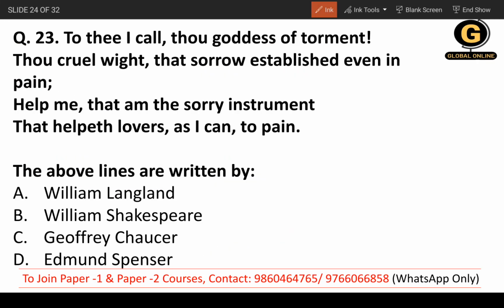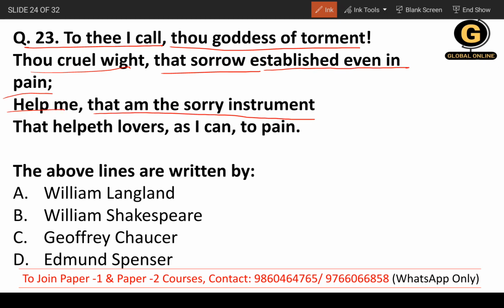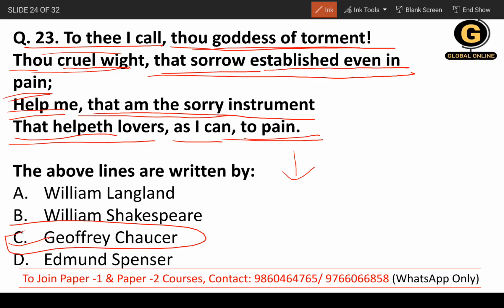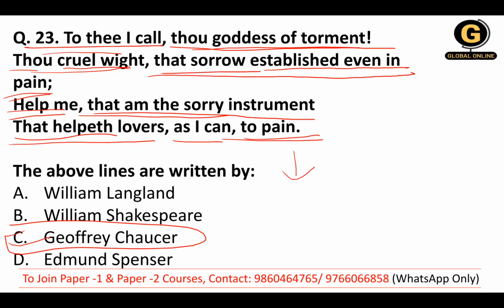Question number 23. To thee I call, thou goddess of torment, thou cruel wit, that sorrow established even in pain, help me, that am the sorry instrument that helped lovers as I can to pain. The above lines are written by. You need to know that the above lines are from Troilus and Criseyde, and that was of course written by Geoffrey Chaucer. So what would be the correct answer? Without even thinking, you can say Geoffrey Chaucer. So the third one is the correct answer. Moving on to question number 24.